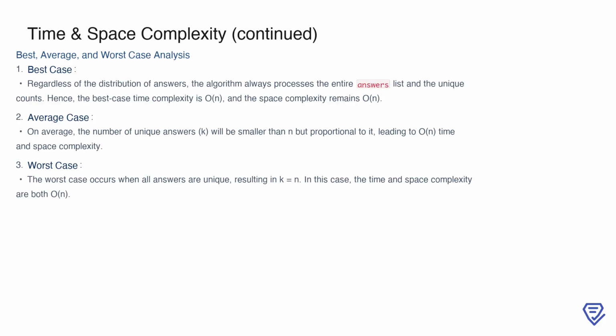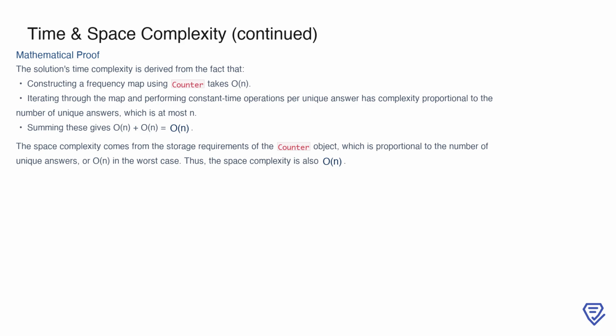Thus, the algorithm maintains consistent performance characteristics across all scenarios. Finally, let's briefly review the mathematical proof for the time and space complexity. Constructing the frequency map using Counter involves iterating through the input list, which takes O(n) time. Processing the map involves constant time operations for each unique answer, and since the number of unique answers is at most n, this step also takes O(n). Adding these together gives an overall time complexity of O(n) plus O(n), which simplifies to O(n).